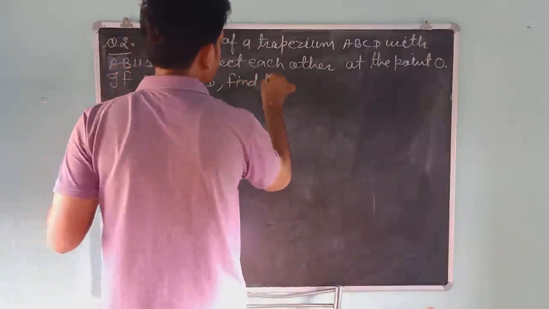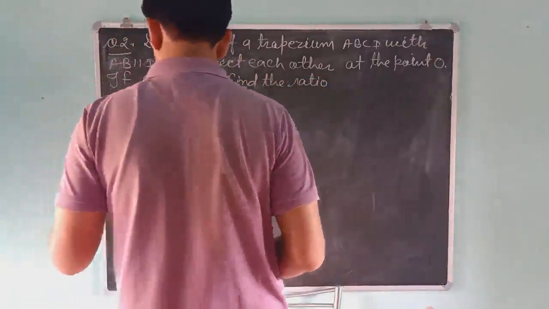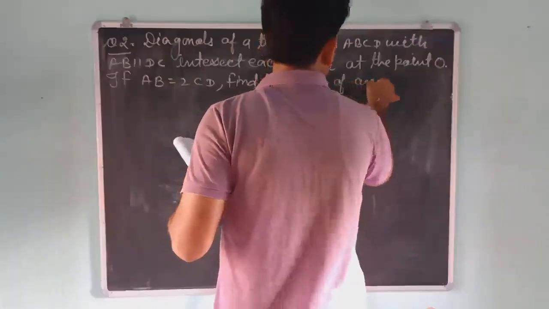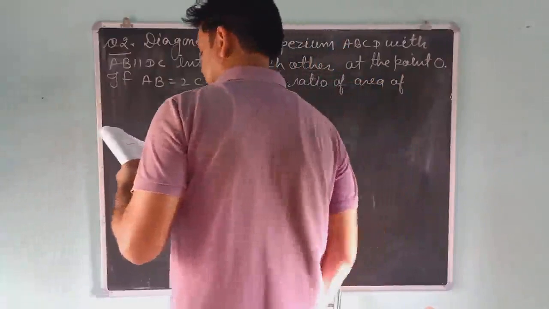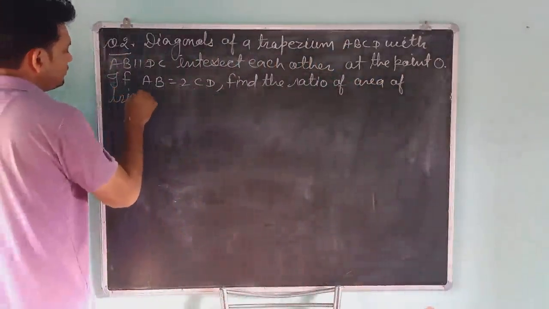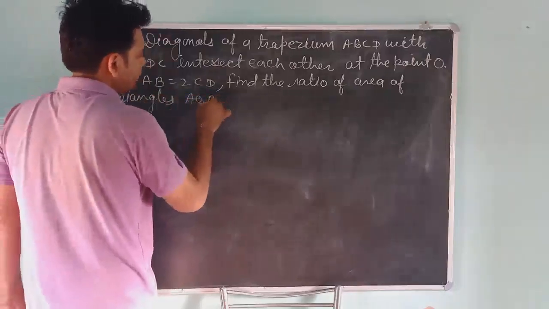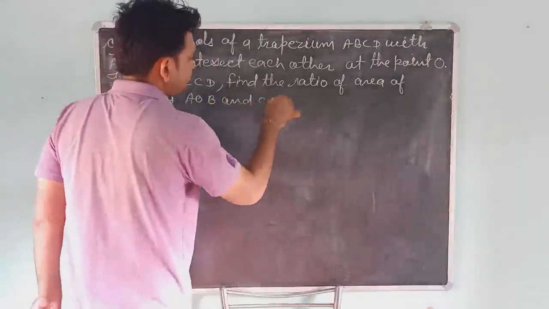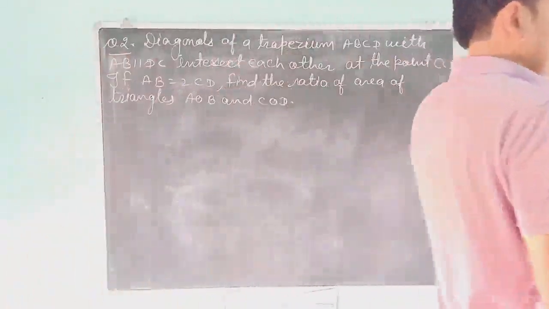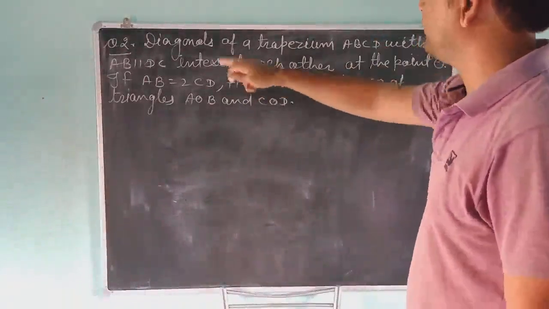Find the ratio of areas of triangles AOB and COD. This is our question, students. According to this question, we have a trapezium ABCD with AB parallel to DC.